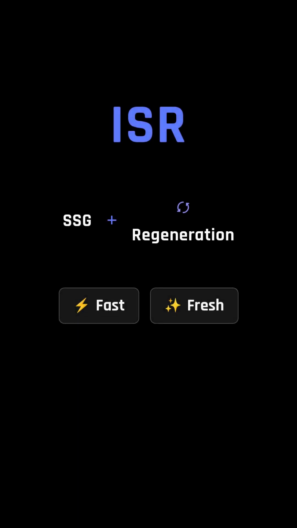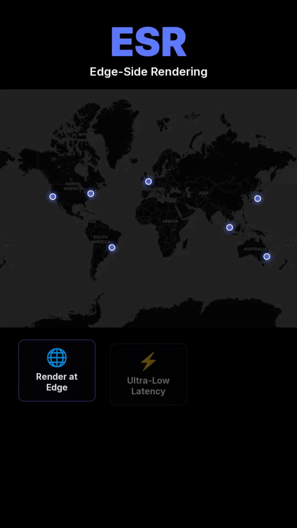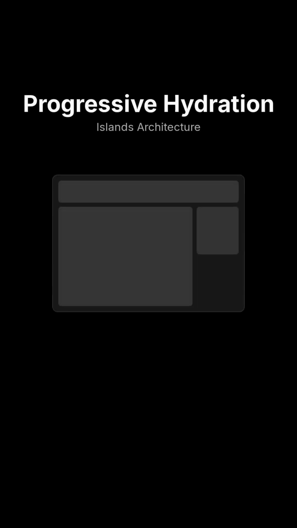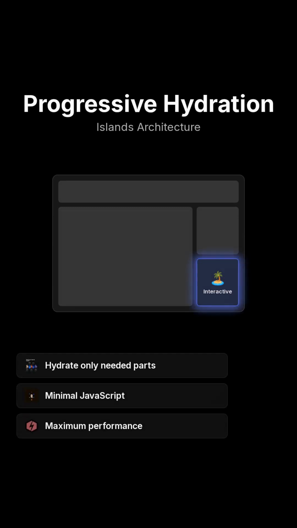ISR: SSG plus regeneration, fast and fresh. ESR: render at the edge, ultra-low latency, global performance. Streaming SSR: stream chunks, very fast perceived load. Progressive hydration, or islands architecture: hydrate only needed parts, minimal JavaScript, maximum performance.